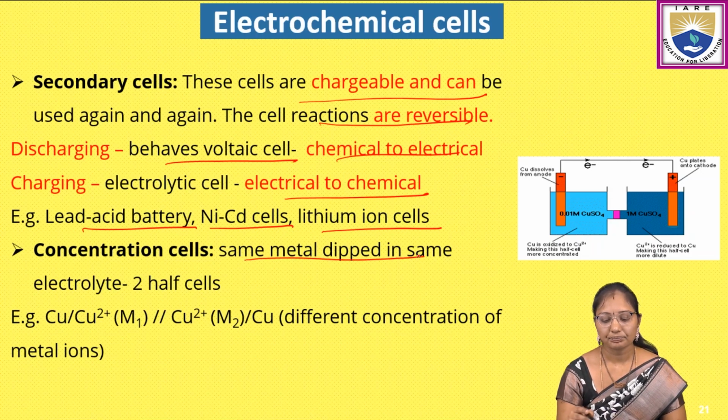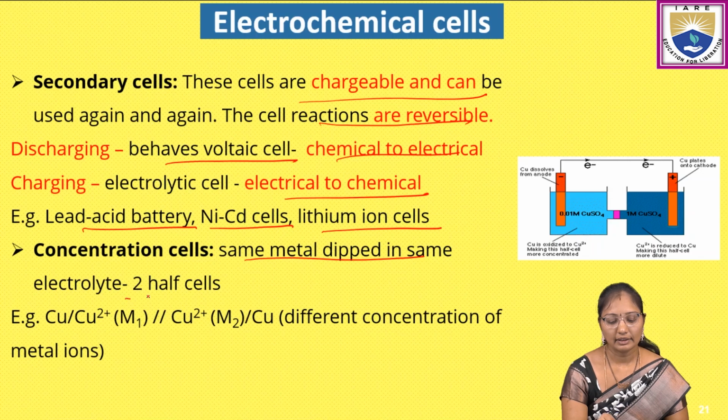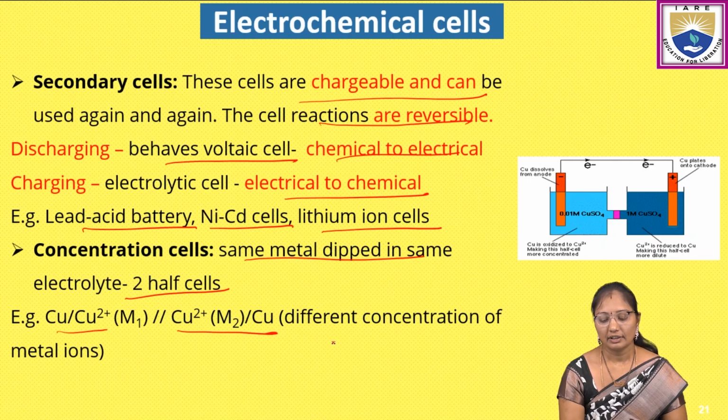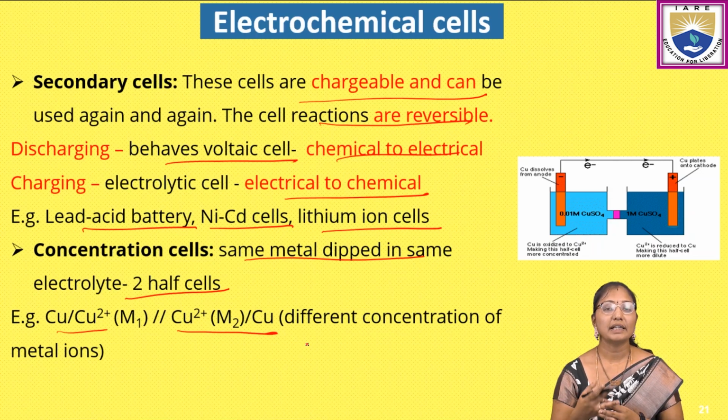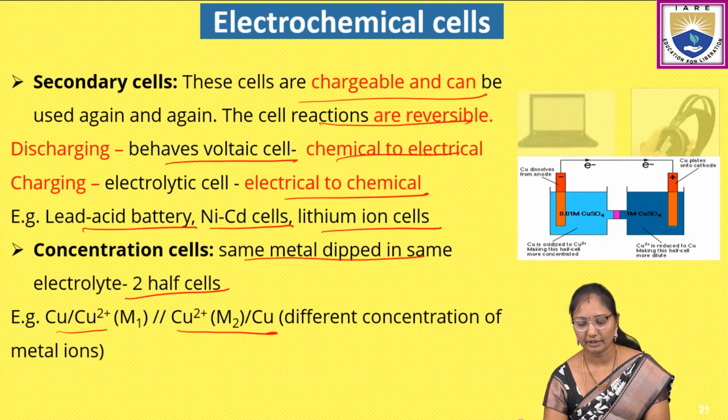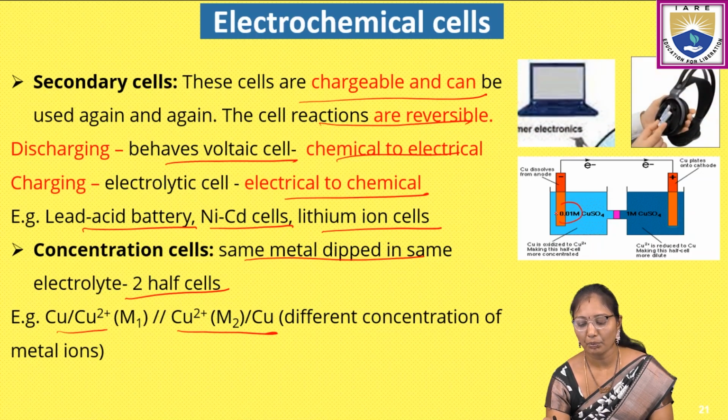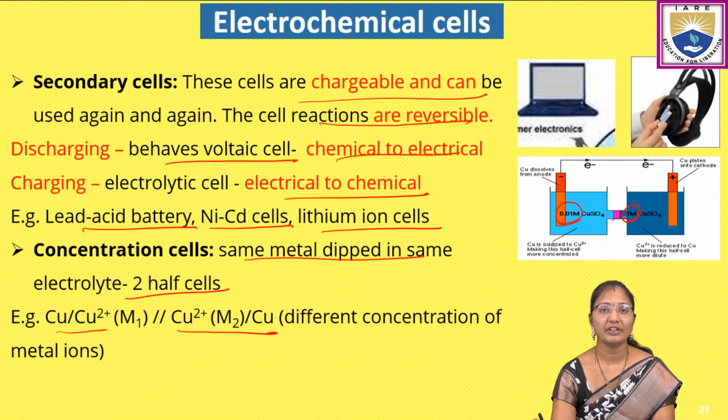Coming to the third type of cells, called concentration cells. They are metal dipped in the same electrolyte, and it forms two half cells. So copper and copper, with different concentrations of metal ions. Here if we see, this is 0.1 M CuSO4, here 1 molar copper sulfate, here 0.01 copper sulfate.